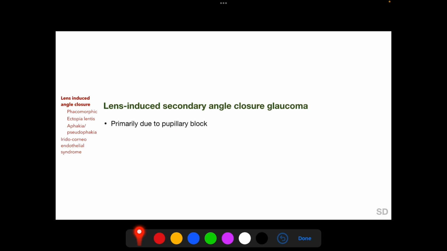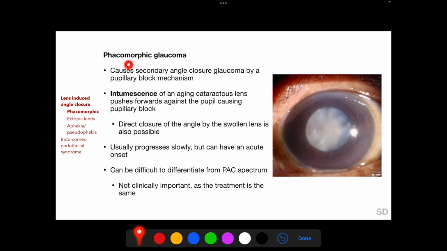And among them, we have phacomorphic glaucoma and glaucoma due to ectopia lentis. And under this heading, we'll also describe pupillary block glaucoma in aphakic and pseudophakic eyes which have already undergone cataract surgery. The most common setting of a phacomorphic glaucoma is intumescence of an aging cataractous lens which pushes against the pupil, causing pupillary block. And this is important to remember.